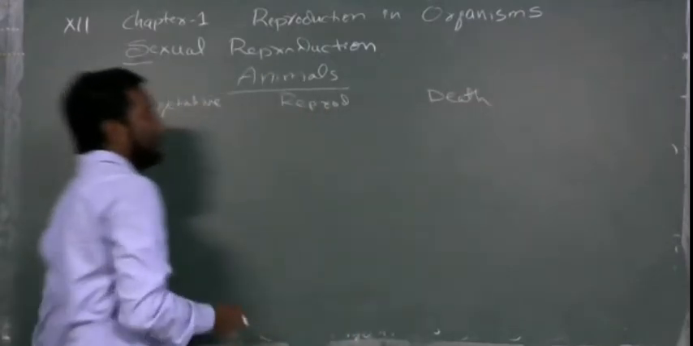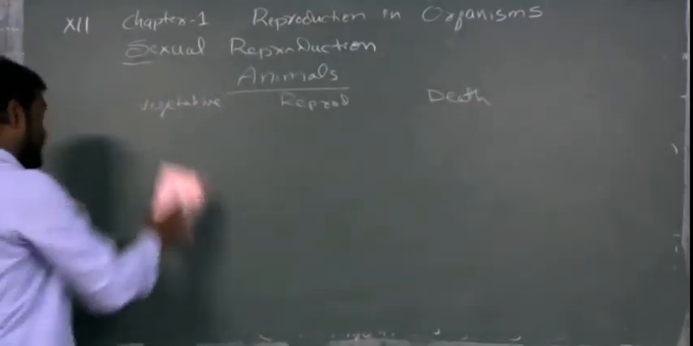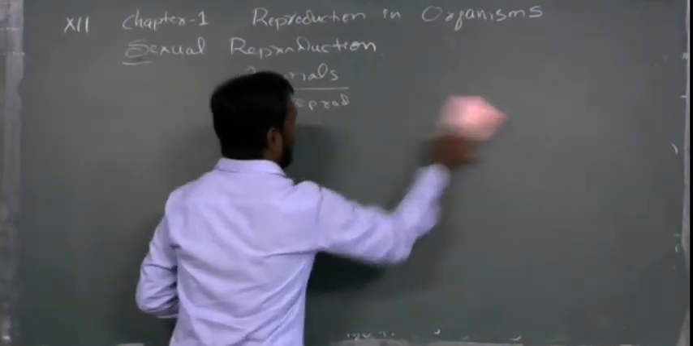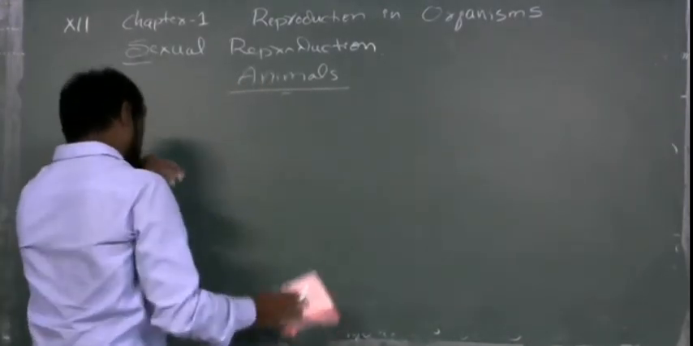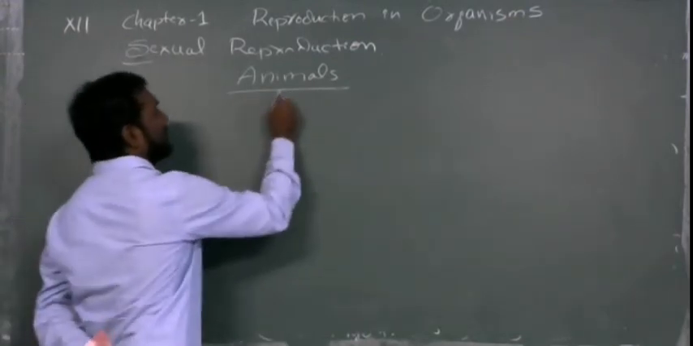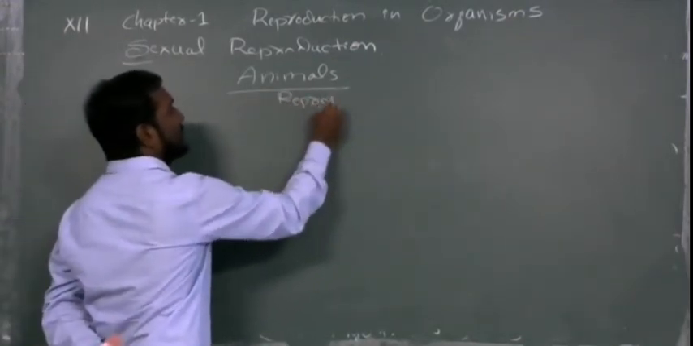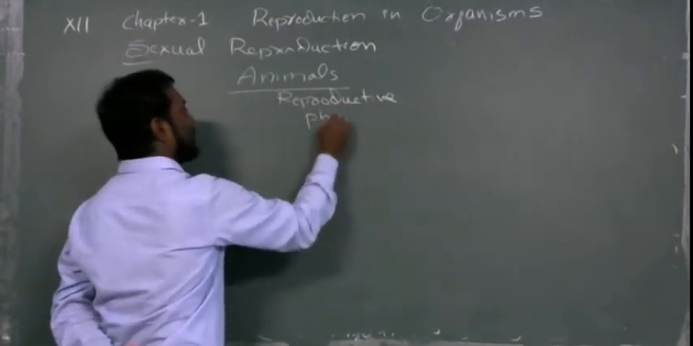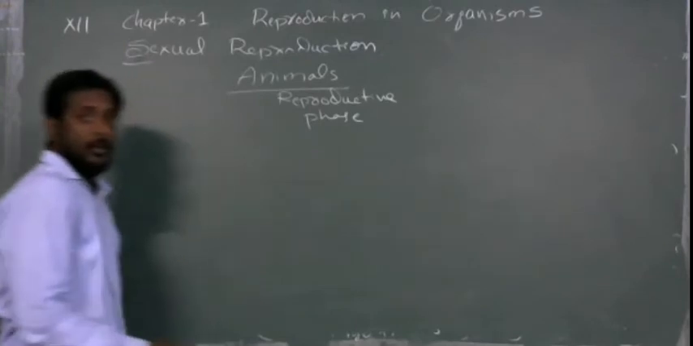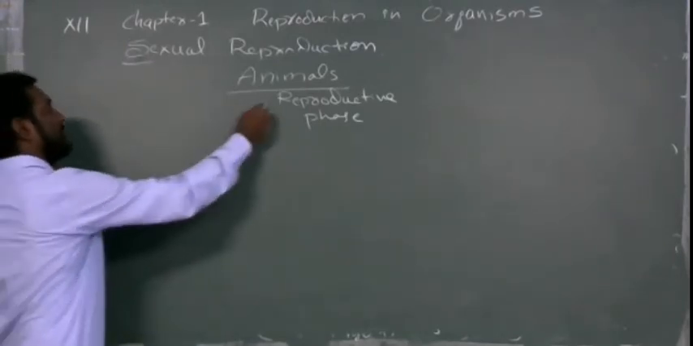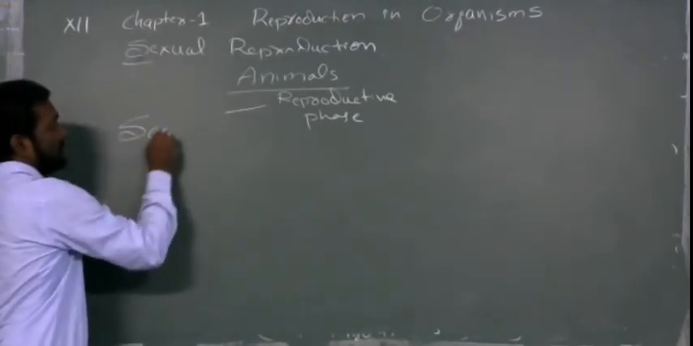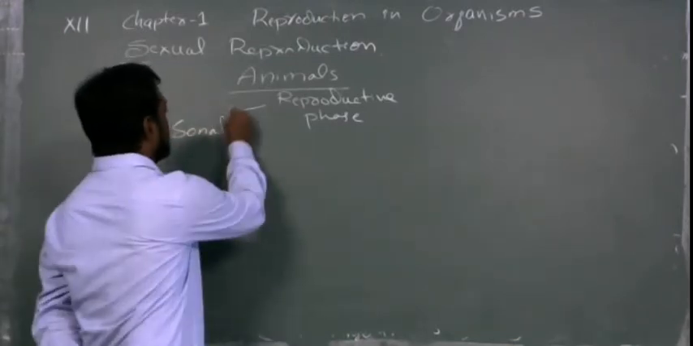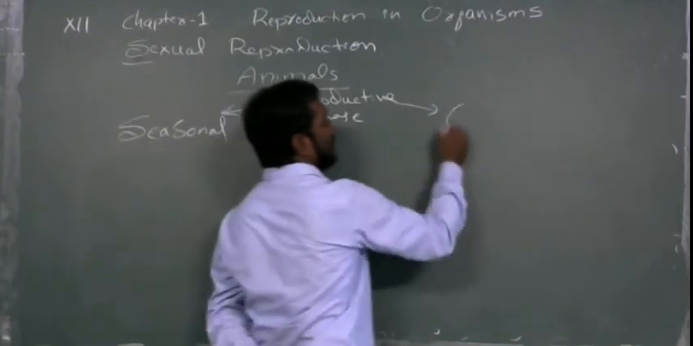So, it is common, but especially if you see animals, the vegetative phase is the same, it will take some time, but in the case of the reproductive phase it will be different. How? In animals, the reproductive phase will be in two styles. One is seasonal, next is continuous.